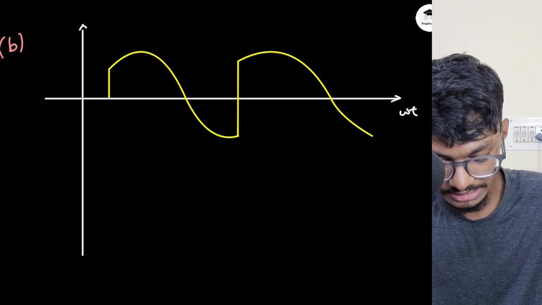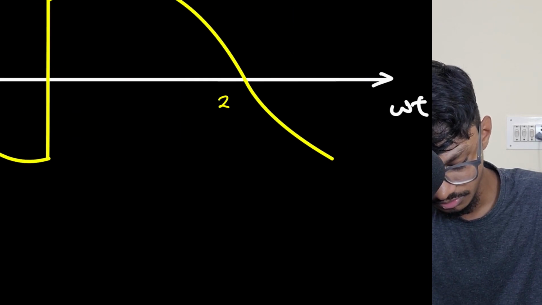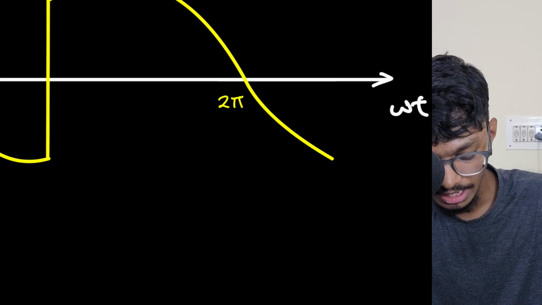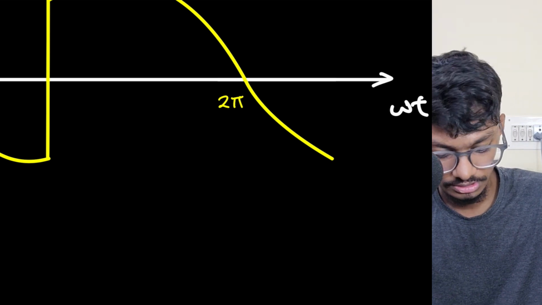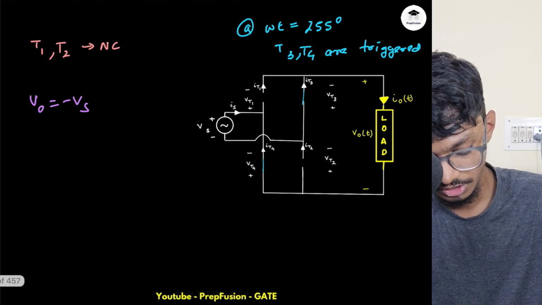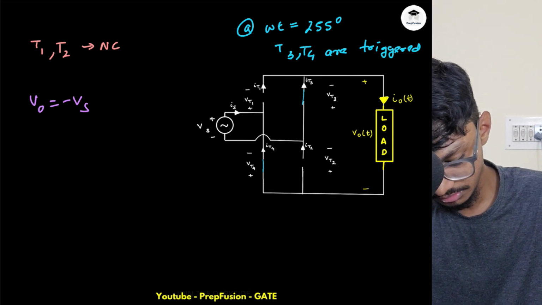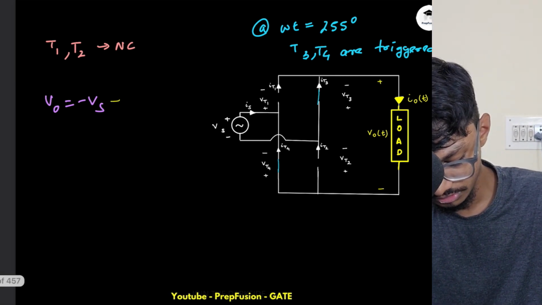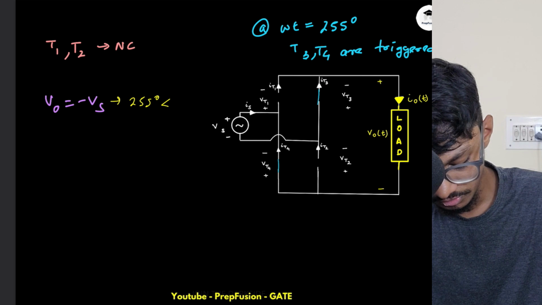Here what is happening is that at this point, this is basically omega t equals pi. This is basically omega t equals 2 pi. At this 2 pi, after this, after 45 degrees, again I'm triggering my SCRs T1 and T2. So after 45 degrees, I'm triggering my SCR, and this is up until omega t equals 255 to 360 degrees, 2 pi.